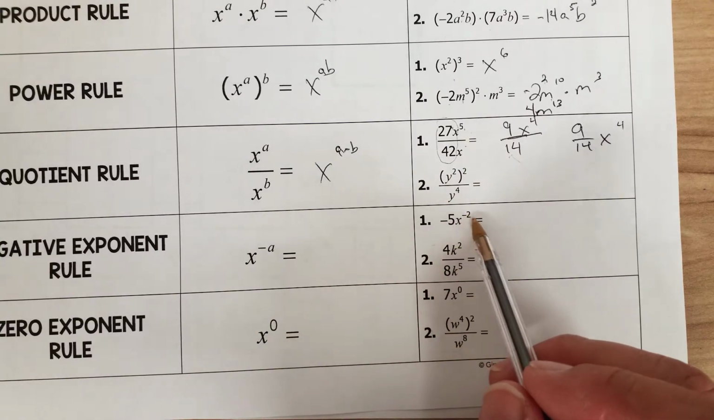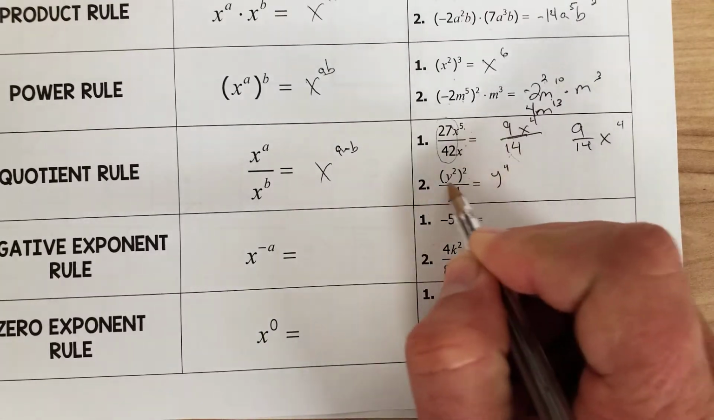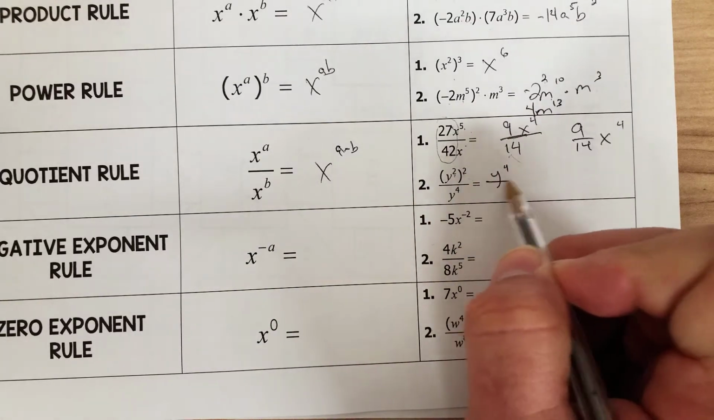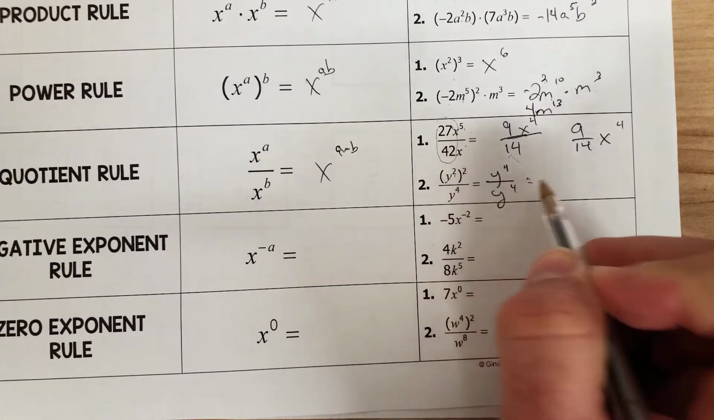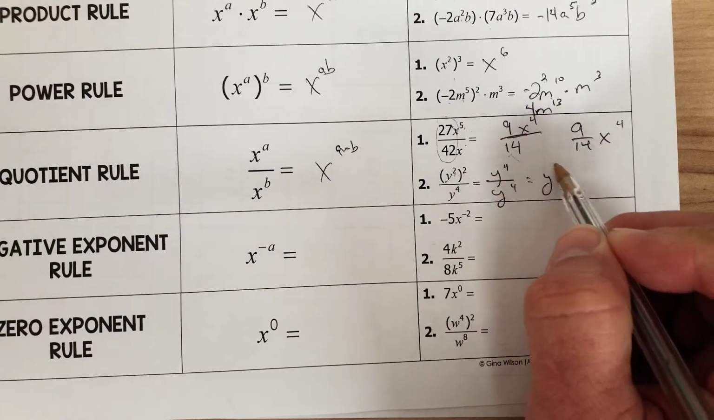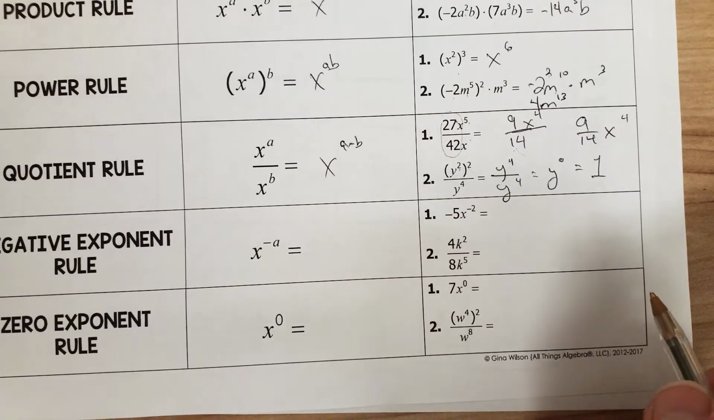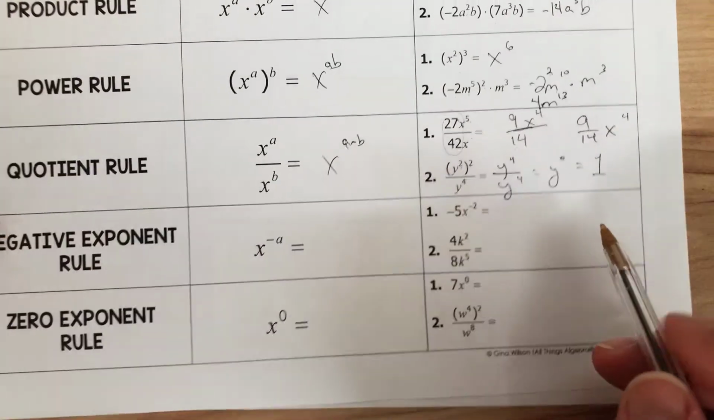So here's a mixed problem. We got a couple things going on. Y to the second times y to the second. Y to the second, 2 times 2 would be 4, over y to the 4th. Well, now I'm subtracting the exponents. 4 take away 4 is 0. And anything to the 0 power, remember, equals 1. The number 1, not 0.